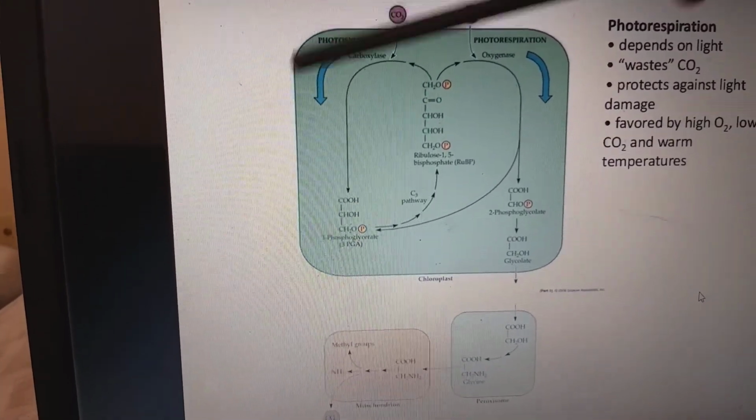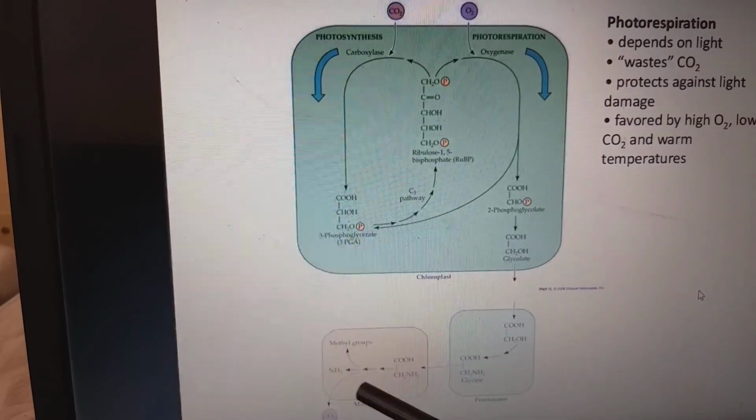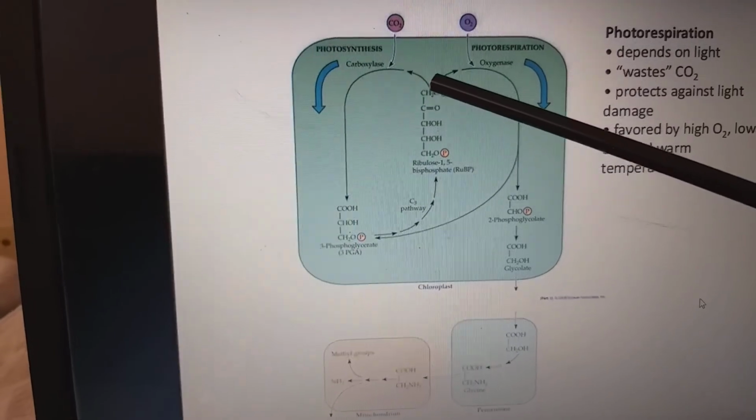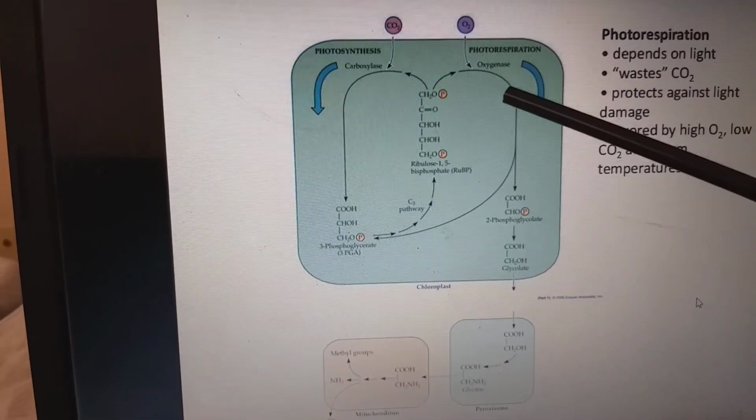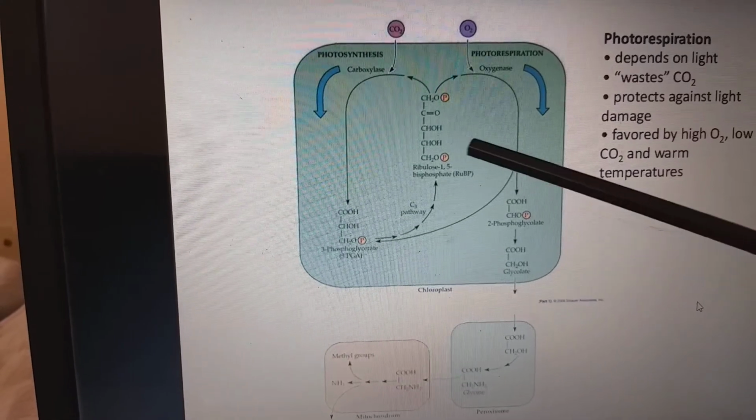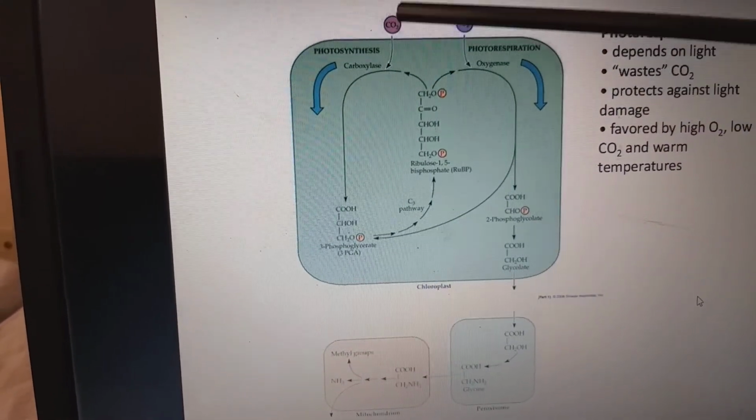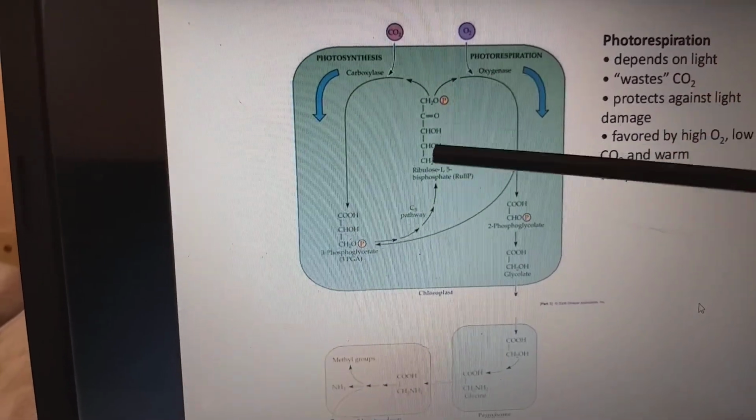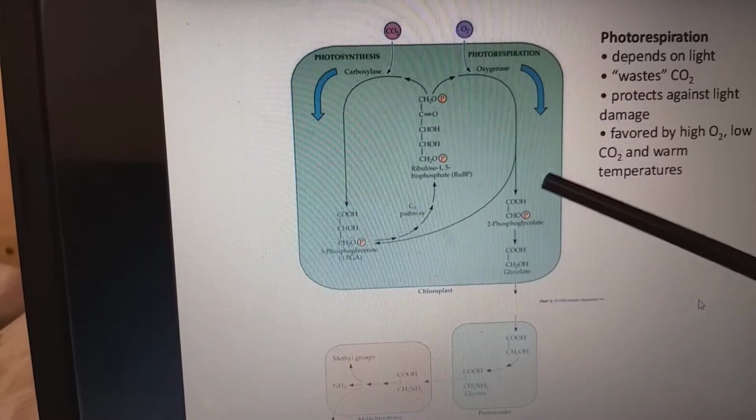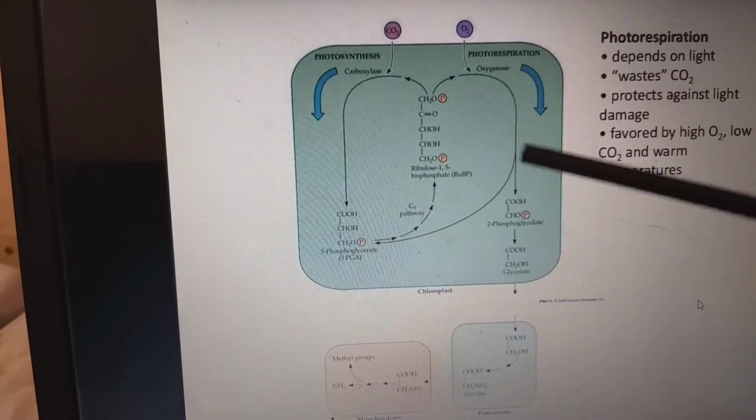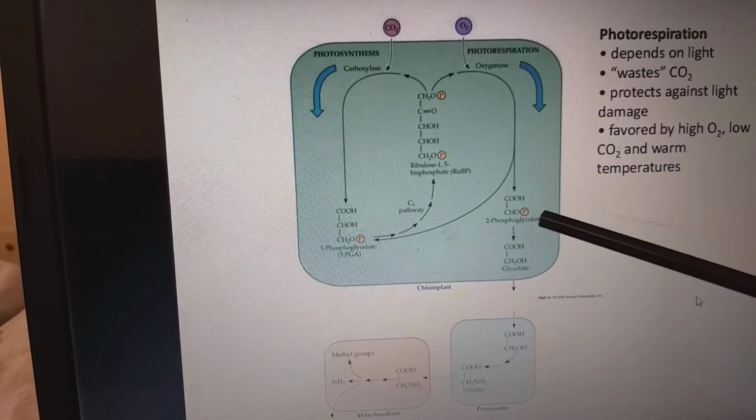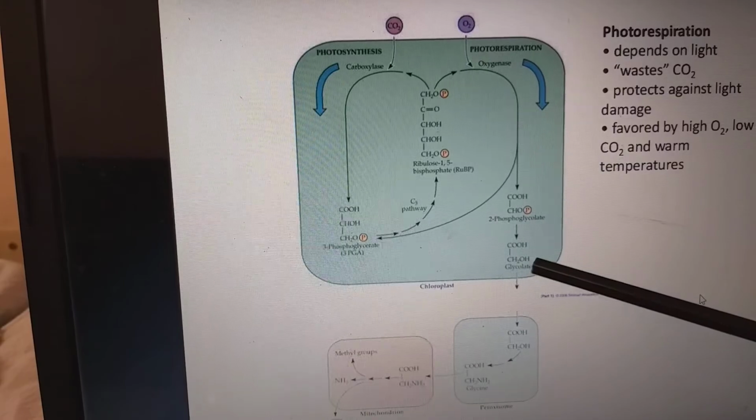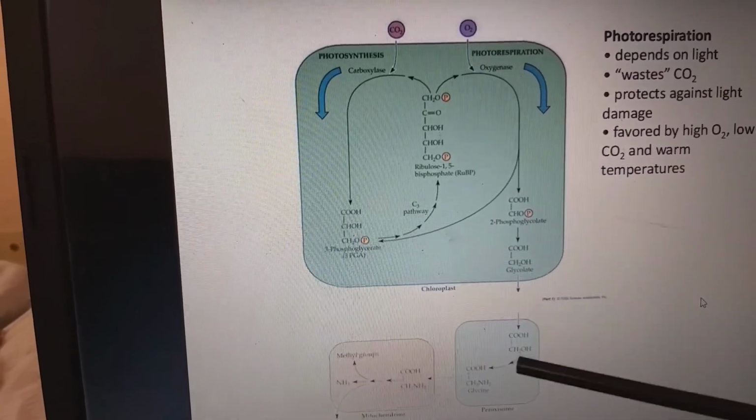This is the chloroplast, this is the peroxisome, and this is the mitochondria. In the chloroplast, in the presence of oxygen, oxygenase, it enters photorespiration. In the presence of carbon dioxide, carboxylase, it produces 3-phosphoglycerate. Here it produces 2-phosphoglycolate. Now this is converted into glycolate, and this glycolate enters the peroxisome.